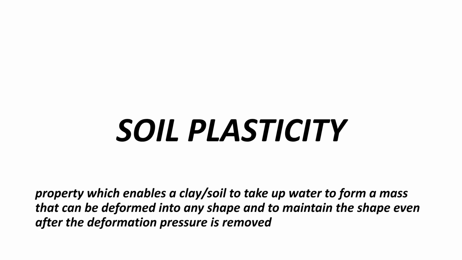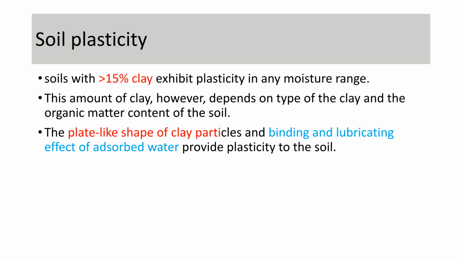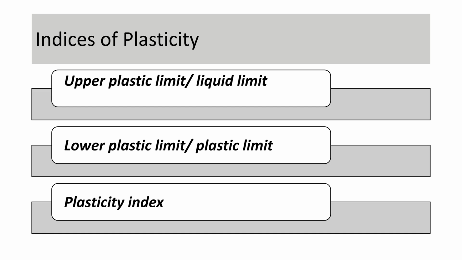Soil plasticity is the property that allows clay or soil to take up water to form a mass that can be deformed into any shape and maintain that shape after pressure is removed. Soils with more than 15% clay typically exhibit plasticity, depending on the clay type and organic matter content. The plate-like shape of clay particles and adsorbed water provide plasticity. The indices of plasticity include the upper plastic limit, the lower plastic limit, and the plasticity index.